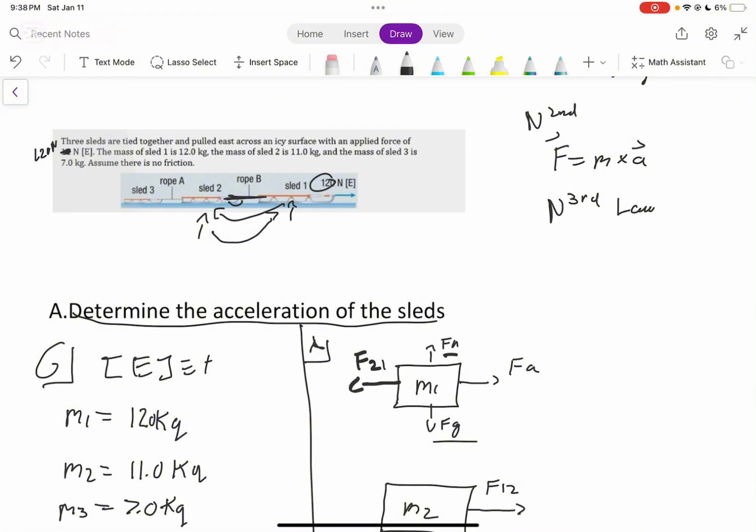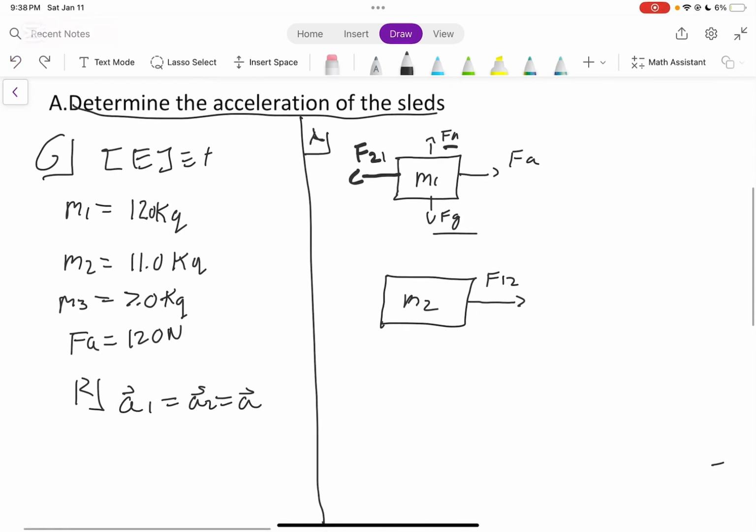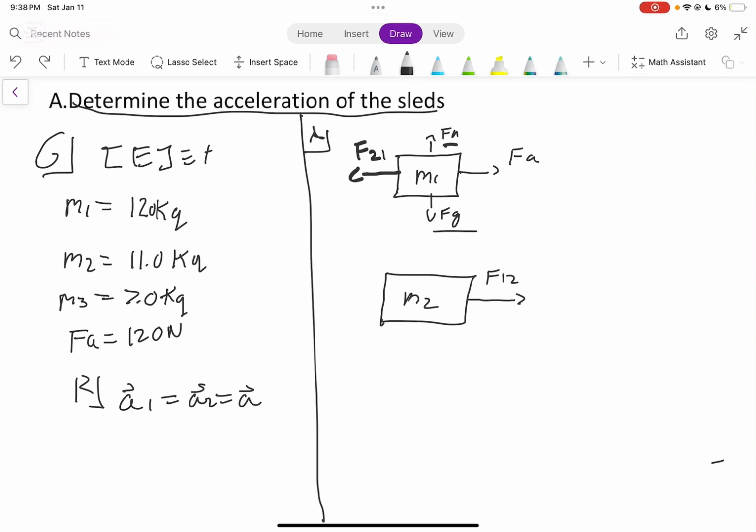Also for this question, it does say there is no friction. So if you're wondering why we don't have a force of friction here, or why we're putting FF with the tension or the action-reaction pairs, it's because there is no friction involved in this question.